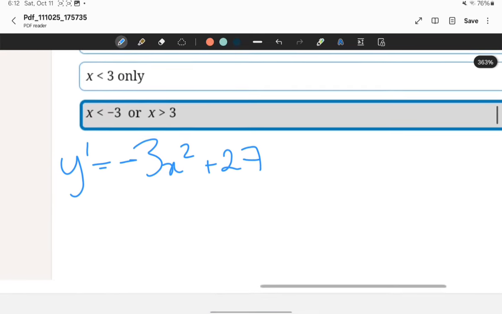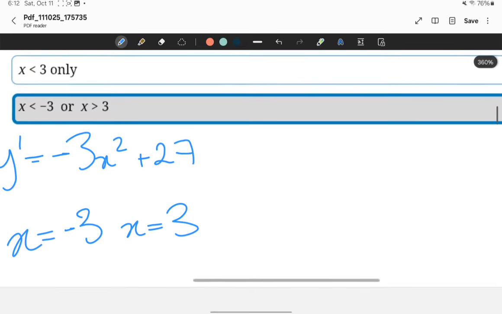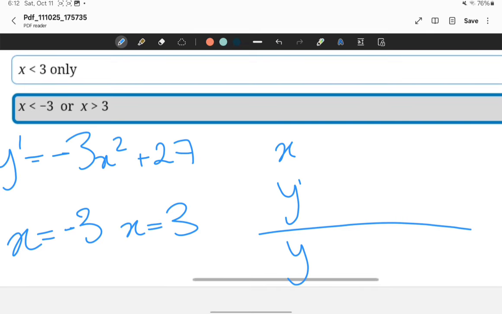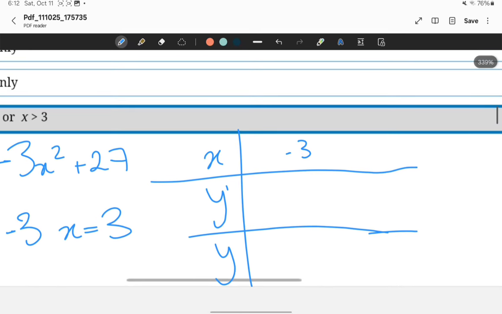Okay, if you put this on your calculator, to get the roots, you get x equals minus 3 and x equals 3. So now we can start making our table. X, y prime, and y. Yeah? Okay. So we put in our x values, make sure they're in order. So going up in order, right? So minus 3 then 3. Put these, because these are equal to 0.